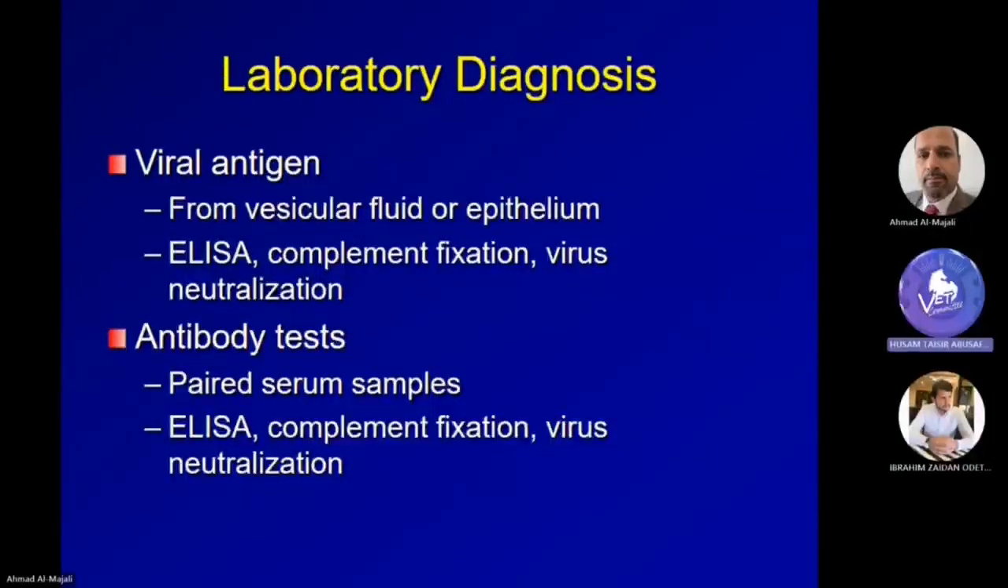How do we diagnose it? We diagnose it using laboratory methods. We have ELISA, all right? But we can also use other methods like virus isolation on tissue culture, or PCR. We have other tests like complement fixation tests and other types of tests, but mainly we depend on ELISA, virus neutralization, and PCR.